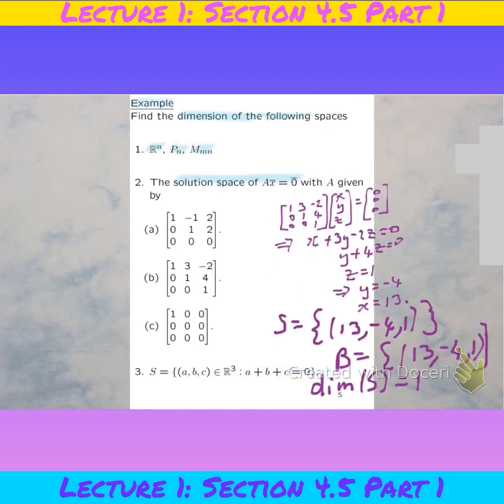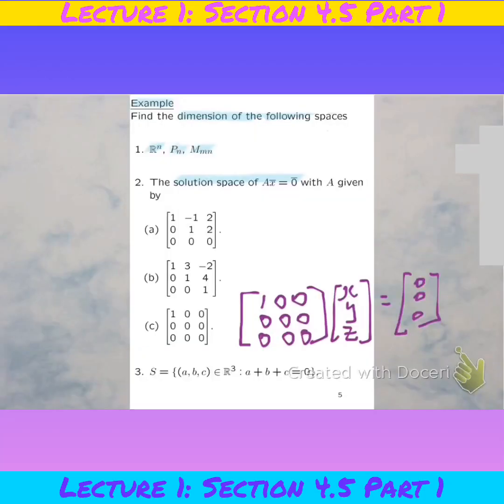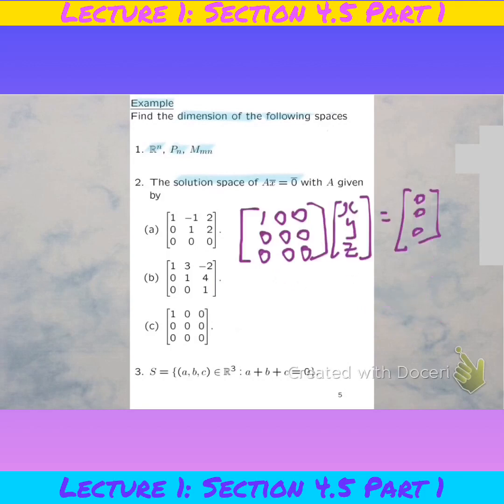Alright, so let's look at the last one. So again, that's my matrix A, that is my vector x, and that is my 0 vector. Okay. Alright, so from there we have that x is 0, that y, again we have to parameterize y and z. Okay, and S and T are both any real numbers.